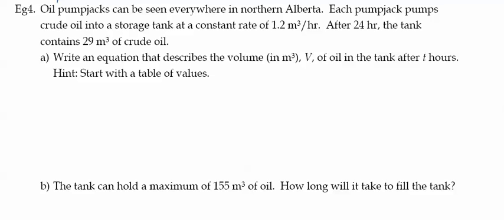Once we understand the technique of creating your linear equation in slope point form, we can now move on to some word problems and see how numbers in word problems can turn into the slope and the point. In example number 4, oil pump jacks can be seen everywhere in northern Alberta. Each pump jack pumps crude oil into a storage tank at a constant rate of 1.2 cubic meter per hour.